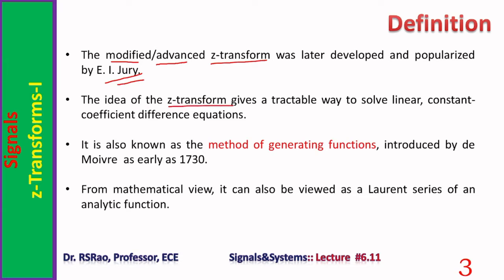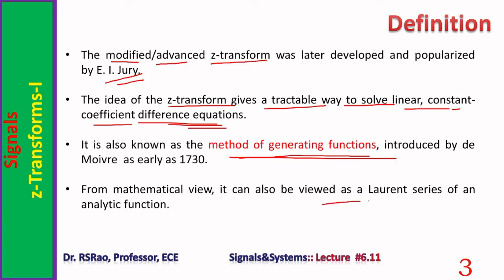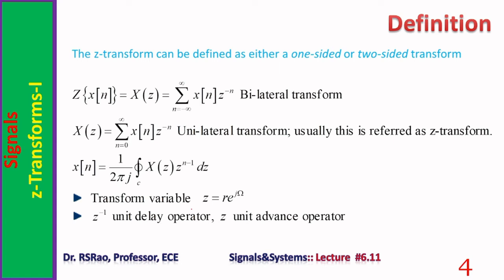The Z transform gives a tractable way to solve linear constant coefficient difference equations. It is also known as a method of generating functions, introduced by De Moivre as early as 1730. From a mathematical point of view, it can be seen as a Laurent series of an analytic function. With this introduction to background, now we move to the actual definition of Z transform.